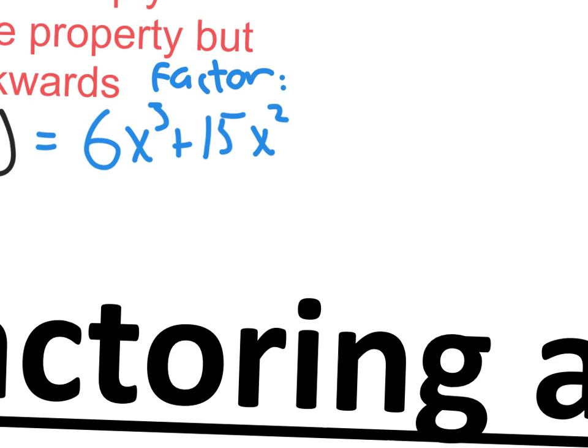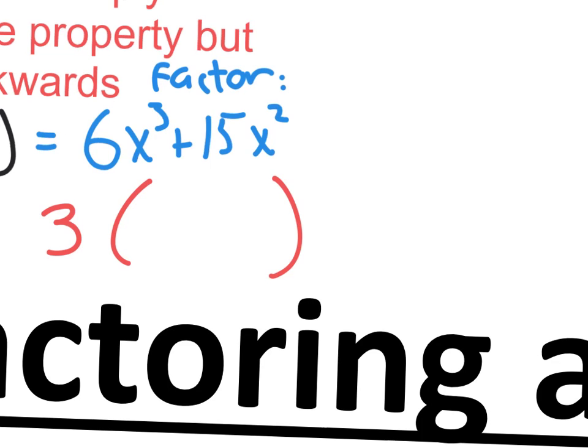To factor 6x cubed plus 15x squared, you got to look at your terms. How many terms are there? There's 2. And you got to see what's in common. So the coefficient 6 and the coefficient 15, do they have something in common? Do they have a multiple in common? The number 3. So I am going to be able to pull out a 3 from the binomial.